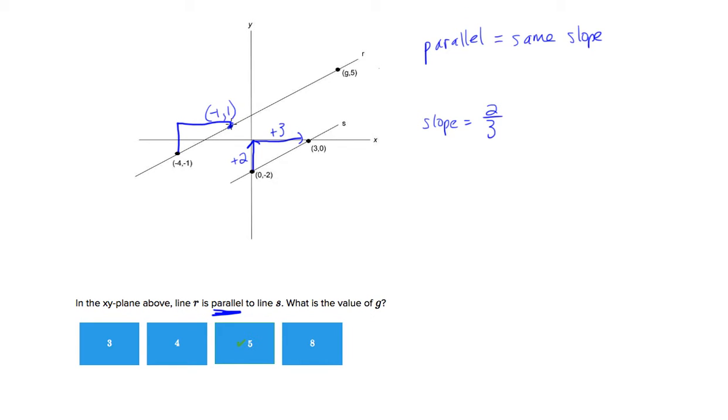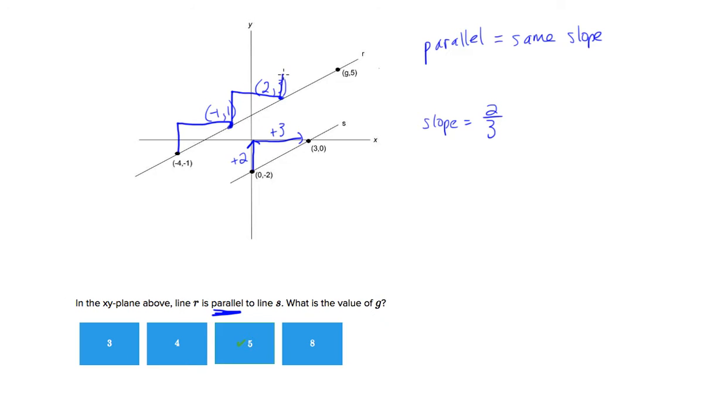That's another point. You go up 2 spaces to +3, over 3 spaces. You kind of get what I'm getting at here. The y value is 3 because you added 2 to it. The new x value is 2.